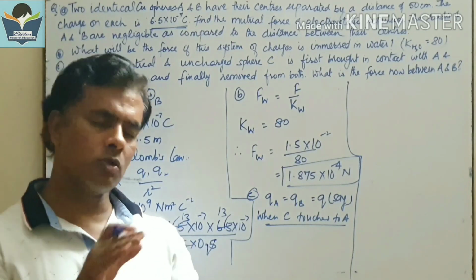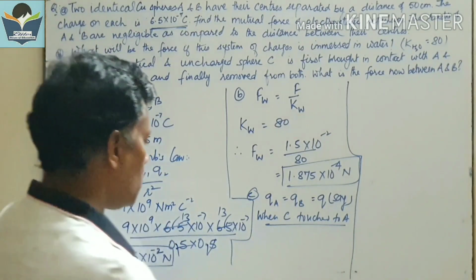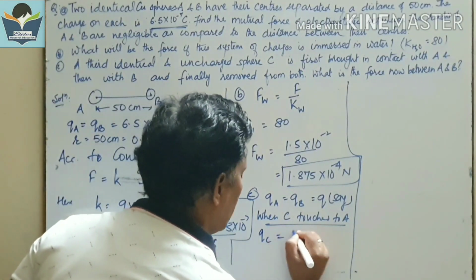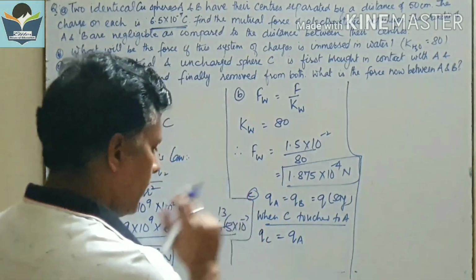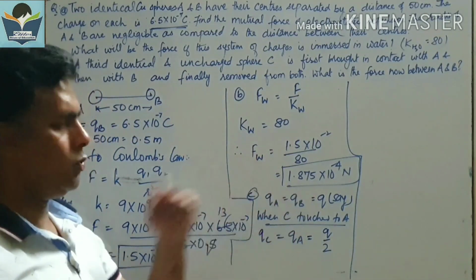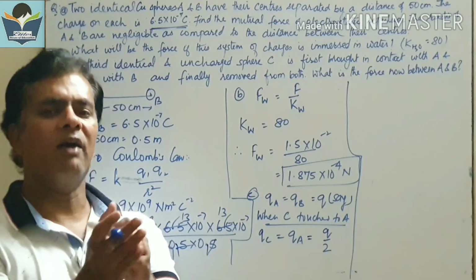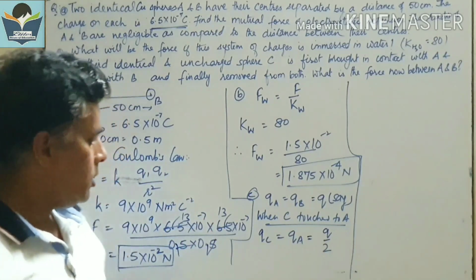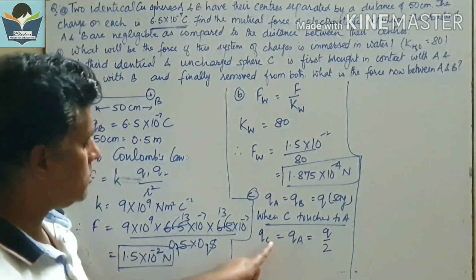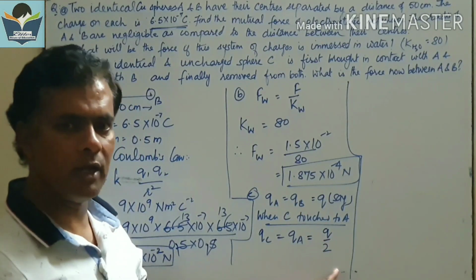When they are identical, the charge between them will be equally distributed amongst them. So charge on C will come out to be charge on A, but how much will it be? This will be half of Q. Half of the charge of A goes to C and half of the charge remains on A. So charge on A now becomes, and charge on C, is half of the initial charge, Q by 2.